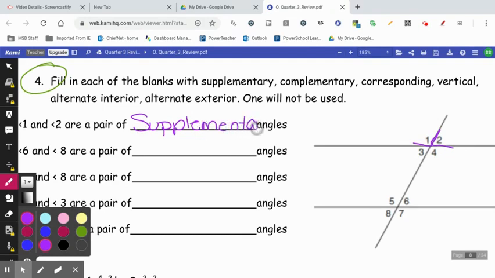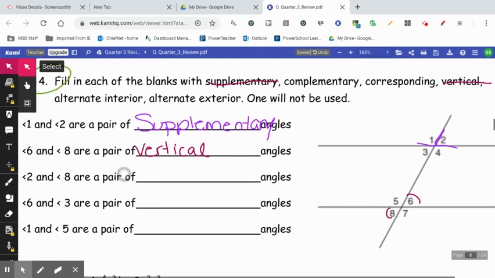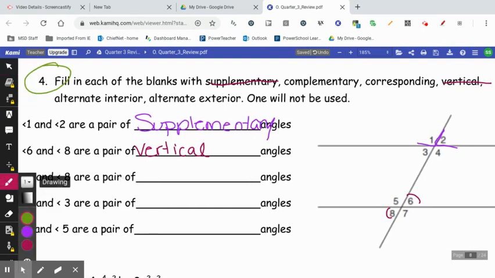Then we have 6 and 8, those are across or opposite each other, which means they are vertical. So I can cross out supplementary and I can cross out vertical. Next we have 2 and 8. So that's this one and this one. Okay, they are on the outside of the parallel lines. They are on opposite sides of our transversal, which means they are alternate exterior.